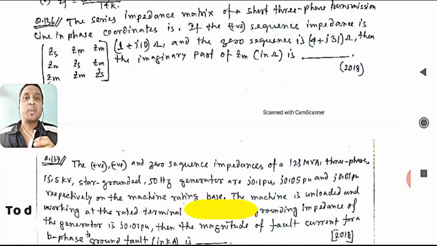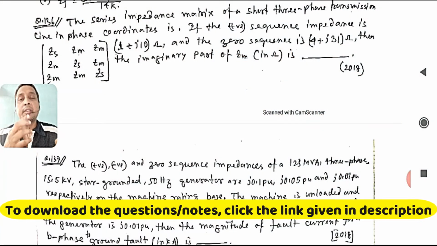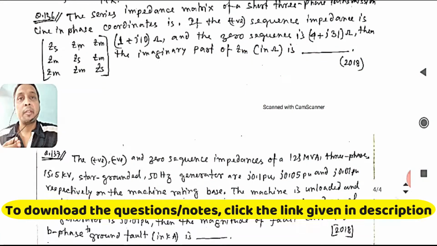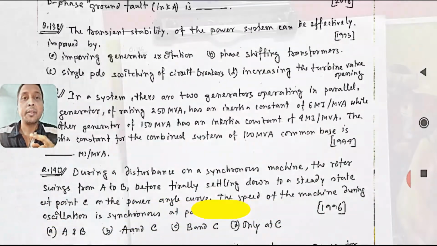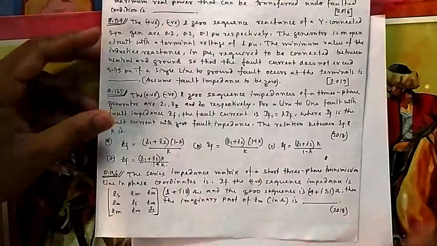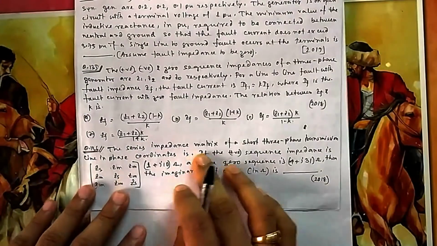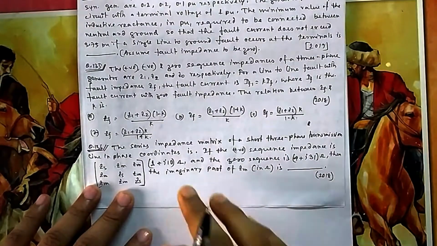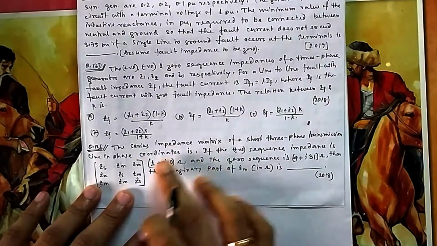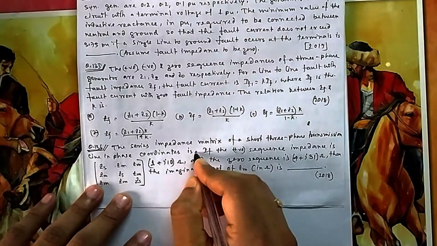Okay students, welcome you all to this new lecture in the GATE Power System series. So today again we will be solving 5 questions, starting from question number 136 up to question number 140. Okay, then let's try to solve these questions. In question number 136, the series impedance matrix of a short 3-phase transmission line in phase coordinates is given here.